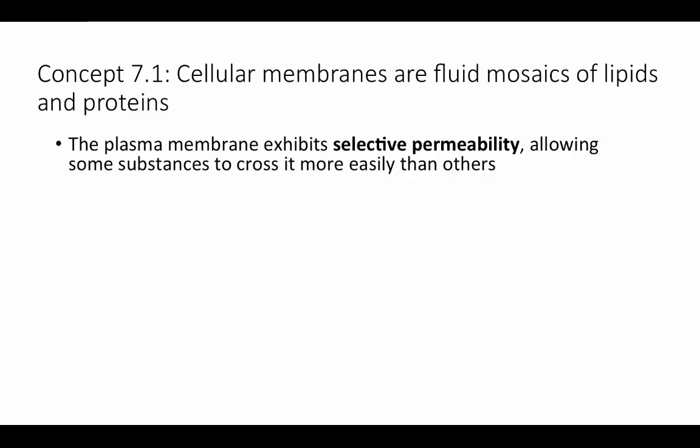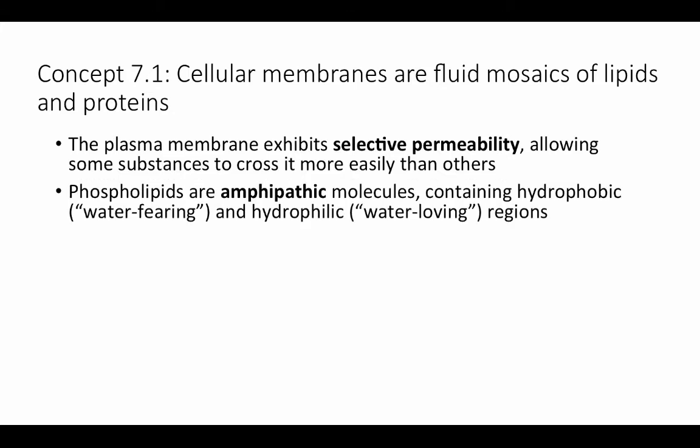So the defining feature of the cell membrane structure is the fluid mosaic model of the lipid and protein components of the cell membrane. The plasma membrane exhibits selective permeability. This is kind of the defining feature of its function. That means it allows some substances to cross it more easily than others.